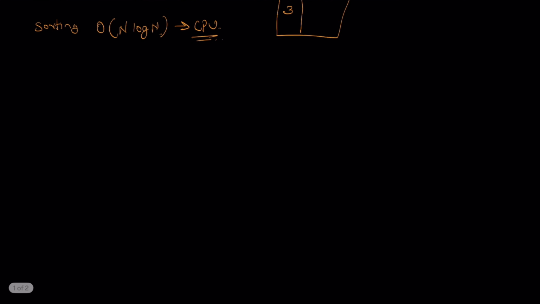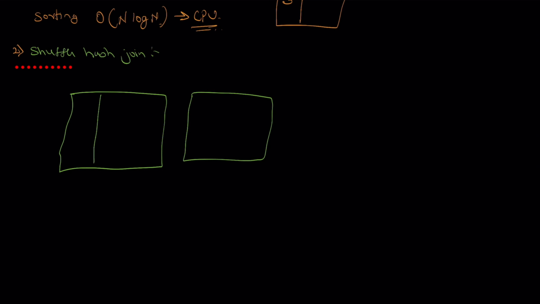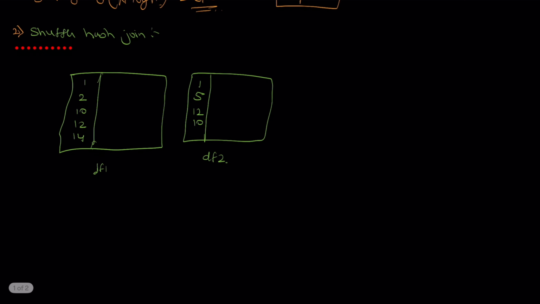Now let's see what is shuffle hash join. Once again, let's take our two data frames to understand it more thoroughly. 10, 12. Okay, so once again, let's assume that we have these two df1, df2, or you can say these two partitions. After the shuffle has taken place, we are not understanding shuffle over here. Shuffle has been taught in the previous video. So after shuffling, we have this data.